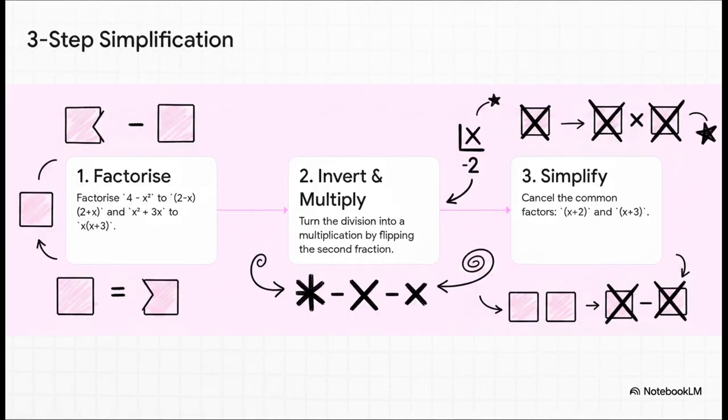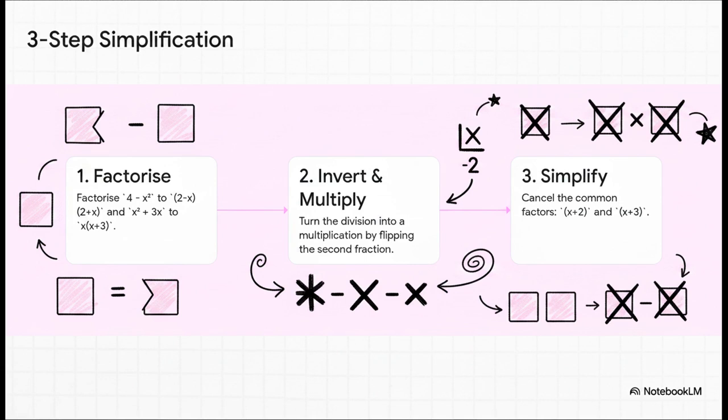Okay, don't panic. There's a tried and true 3-step plan for these. First step, factorize everything you possibly can. That 4 minus x squared on the top left, that is a classic difference of 2 squares. Examiners absolutely love that pattern, so always keep an eye out for it. It becomes 2 minus x, 2 plus x. The bottom left, x squared plus 3x, that's easier, just x times x plus 3.